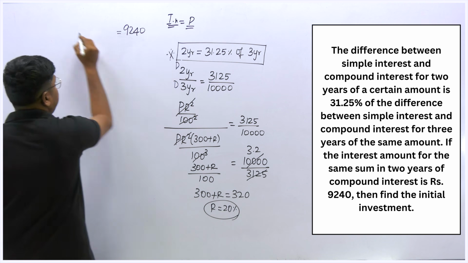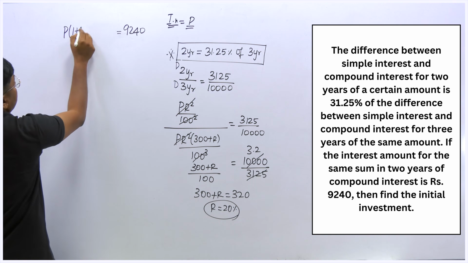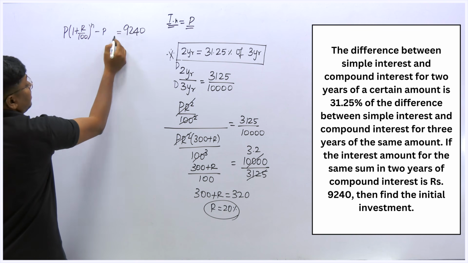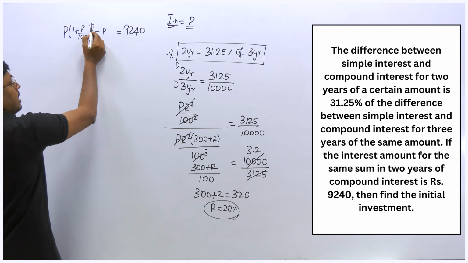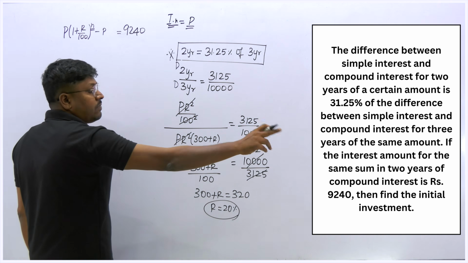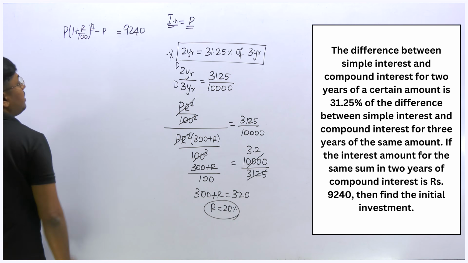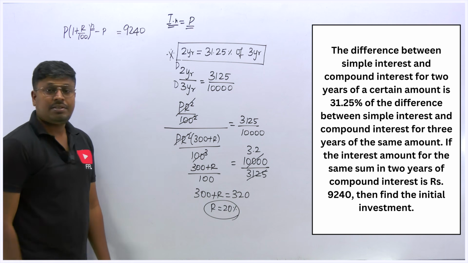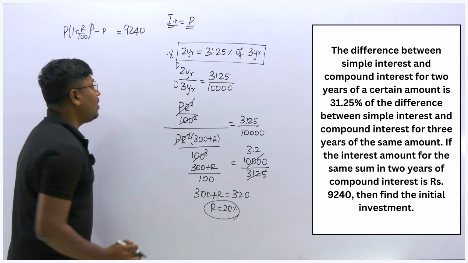So everything is the same. We know the formula, that is P into (1 plus R by 100) power n, minus P. This will be 9240, and n will be 2 years. They have given in the question, right? So 2 years of compound interest. So the number of years will be 2. And what about the rate of interest? Just now we found the rate of interest is 20%. So substitute all the values here.